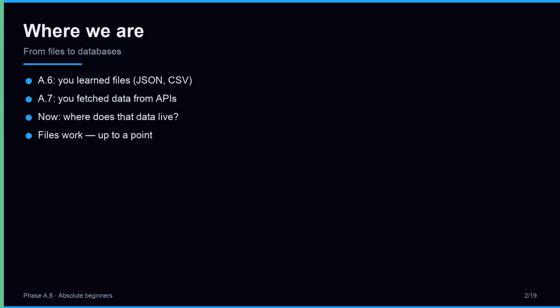Here is where we are. In A.6 you learned how to read and write files, JSON for structured data, CSV for tabular data, plain text for simple values. In A.7 you fetched data from APIs and processed the JSON responses. But there is a question we never answered: where does all that data actually live? If you save API responses to a JSON file, you are using a file as a database. That works for small data. It breaks for large data. Today we explore why. From files to databases.